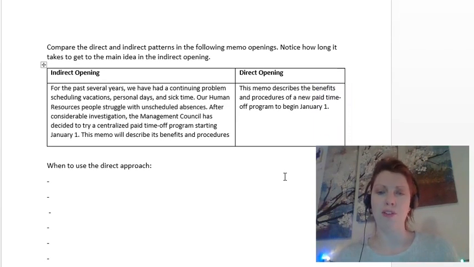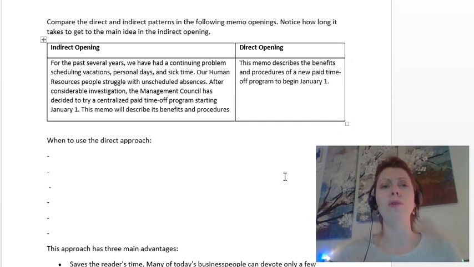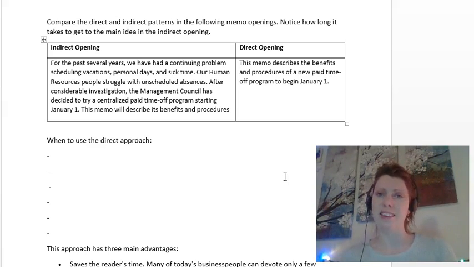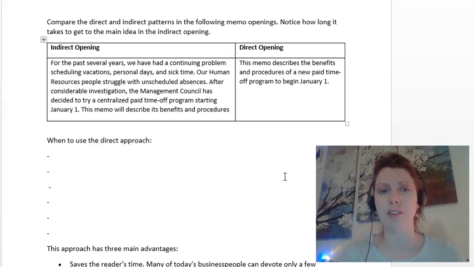So now just briefly, we'll compare the direct and indirect patterns in the following memo openings. So notice how long it takes in the indirect opening to get to that main idea. So we'll read that first. For the past several years, we have had a continuing problem scheduling vacations, personal days, and sick time. Our human resources people struggle with unscheduled absences. After a considerable investigation, the Management Council has decided to try a centralized paid time off program starting January 1st. This memo will describe its benefits and procedures.